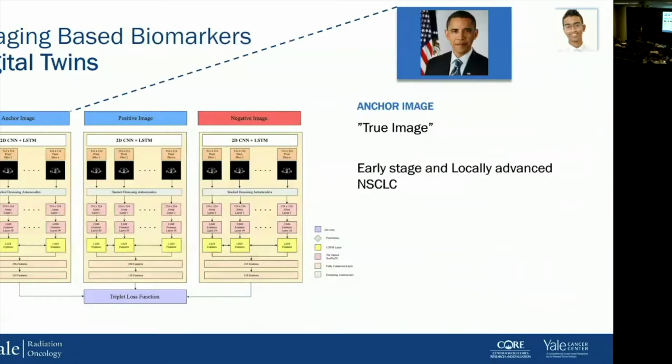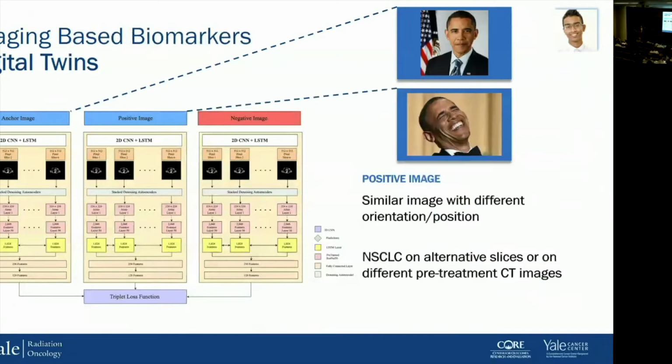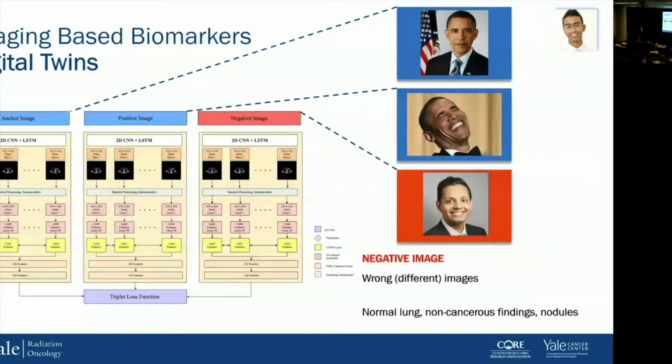That's our cancer patients. There's a positive image, which is that image in a different orientation. And so what we oftentimes have been doing is looking at them on a different scan that they've had, or an alternative slice. So it's a different perspective of that image. And then there's a negative image, which is basically an image that is the wrong one.